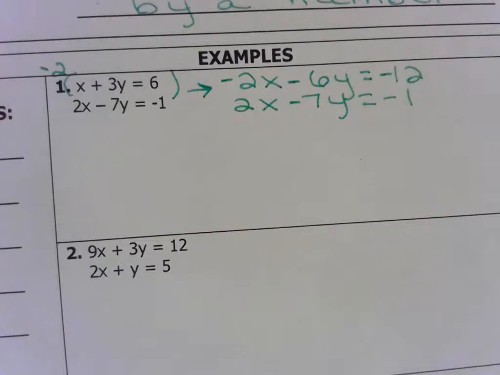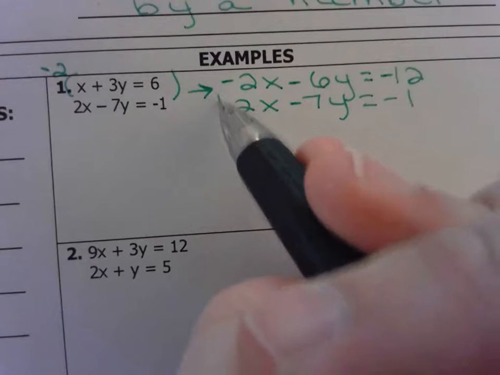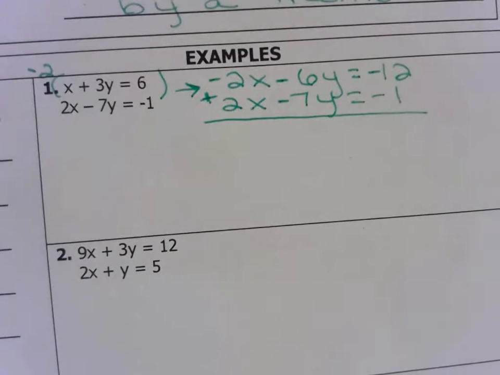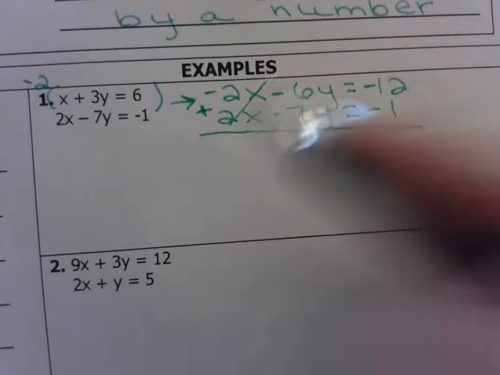Now, if you notice on your x's, I have a negative 2x and a positive 2x. Those will cancel, but what do I have to do with my two equations to cancel them? Add. You always have to add your two equations. So now if I add them together, they will cancel. Negative 2x plus 2x is gone.